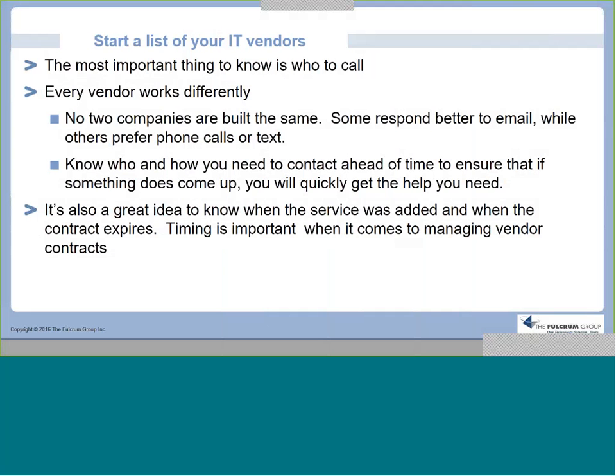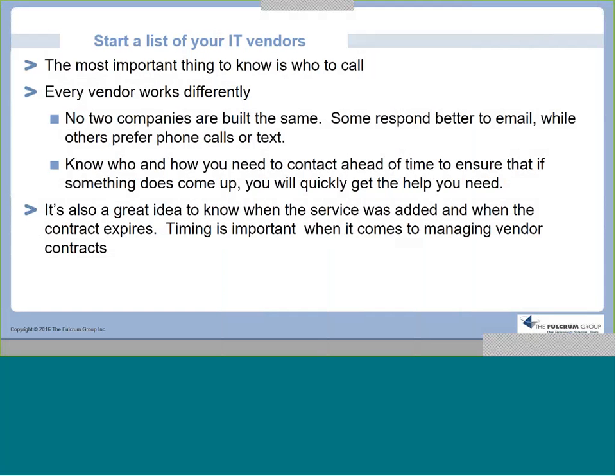The very first thing you want to do is start a list of your IT vendors. The most important thing is to know who to call for what service. No two companies are the same. They have different ways of communication. They have different ways they store your customer information. They have different delivery expectations. They have different service level agreements.